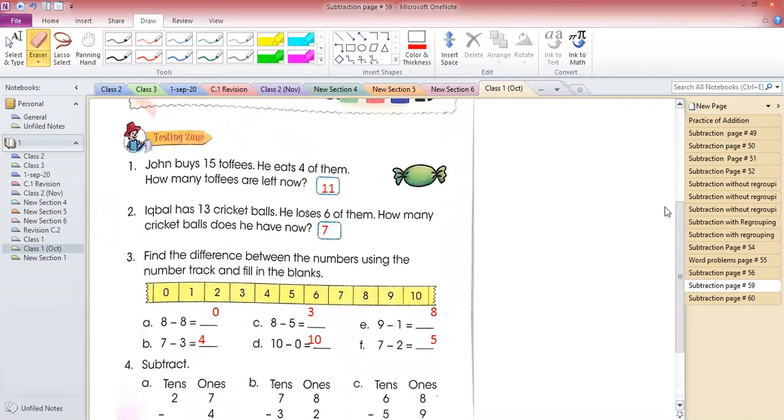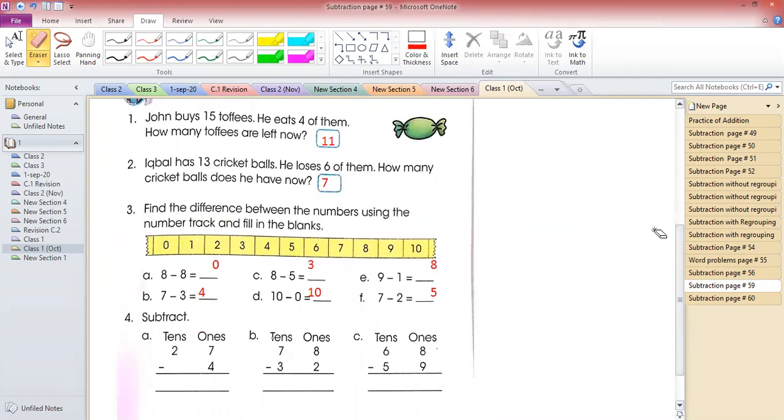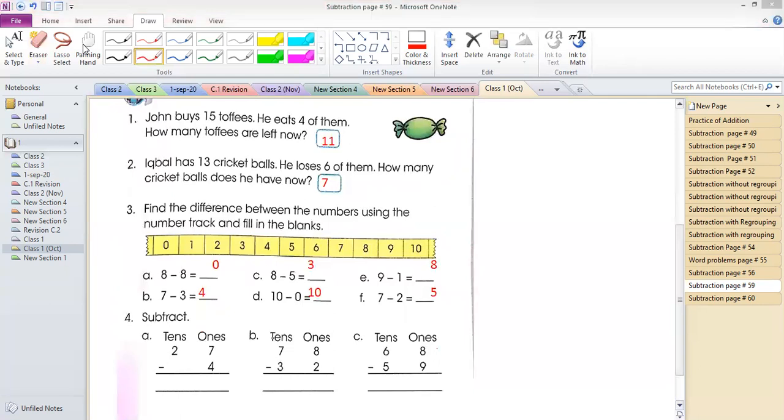Question number 1, 2, and 3 was given to you as homework, and I already have written the answers of these questions. Today we'll start from question number 4. You are going to help me in questions 4, 5, 6, 7, and 8, and you will tell me what number we should write here. Those students who want to participate, please raise your hand.